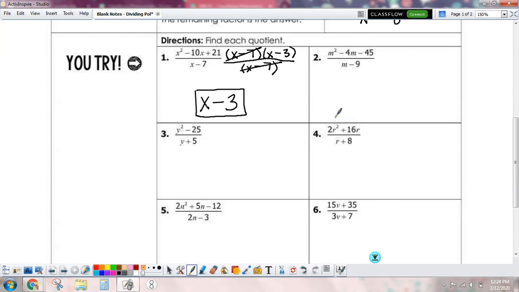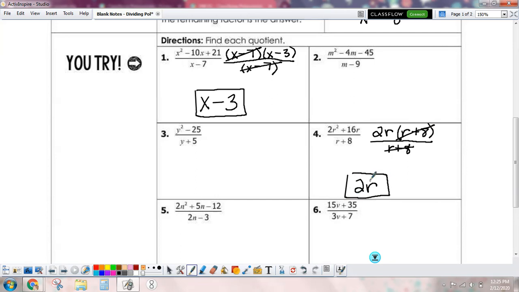Our common factor here is going to be 2, because the common factor between 2 and 16 would be 2. But then we also have r squared and r, so my common factor between r squared and r is r. So I have 2r, and then I'm going to divide 2r out of each part. If I divide that out of here, I'm left with an r. If I divide that out of here, I'm left with an 8. And then this is all over r plus 8. Then I'm going to cancel out my common factors there, and I am left with 2r as my final answer.